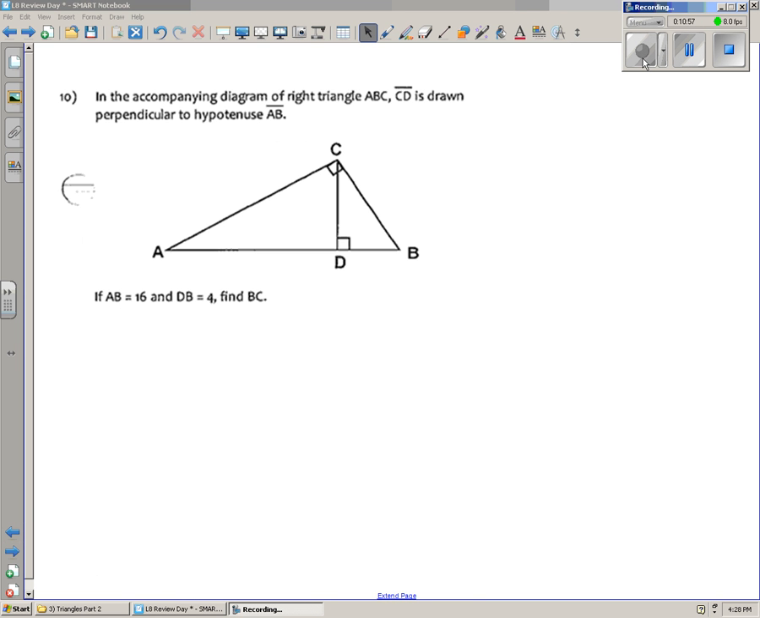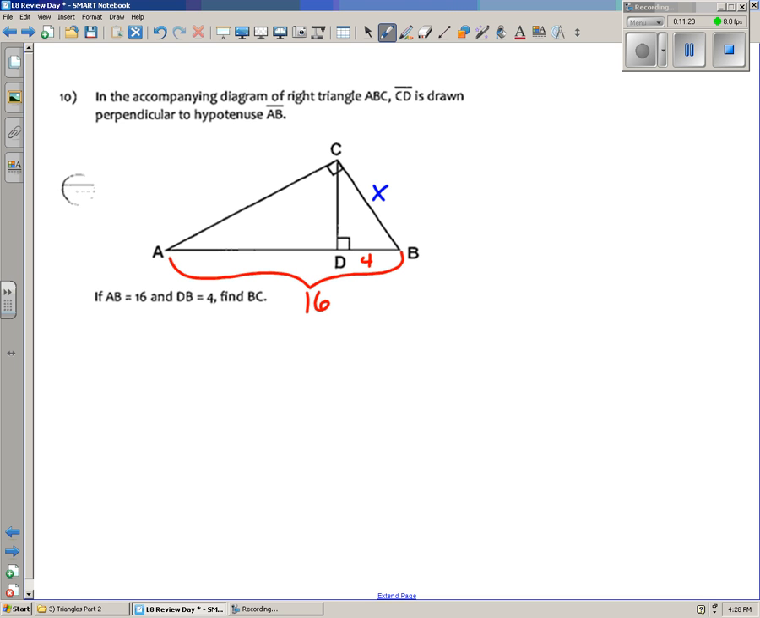In number 10, it says in the accompanying diagram, right triangle ABC, CD is drawn perpendicular to hypotenuse AB. AB is 16, and DB is 4, and we would like to find BC, so on BC I'll put an x. Again, the key, first of all, this is a HELP and PAP question because we have the altitude coming from a right triangle.